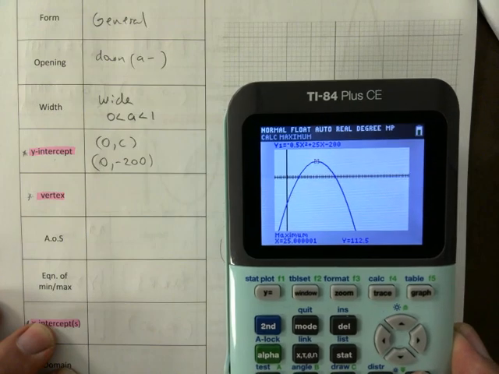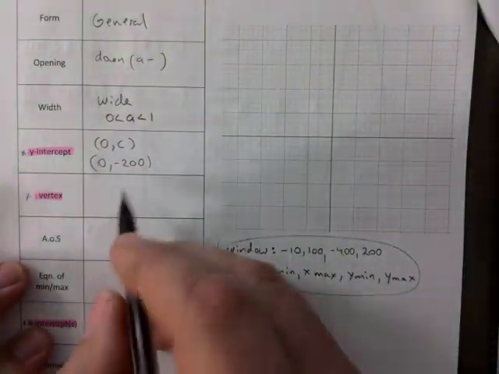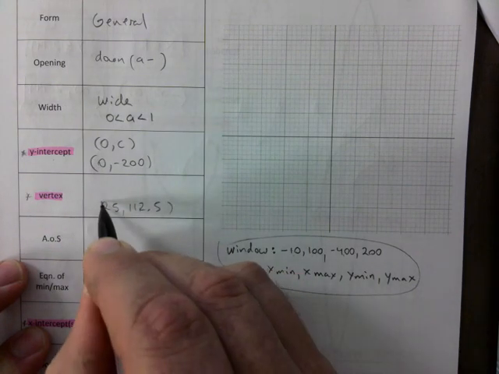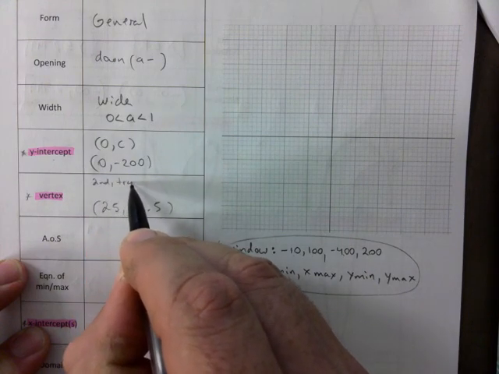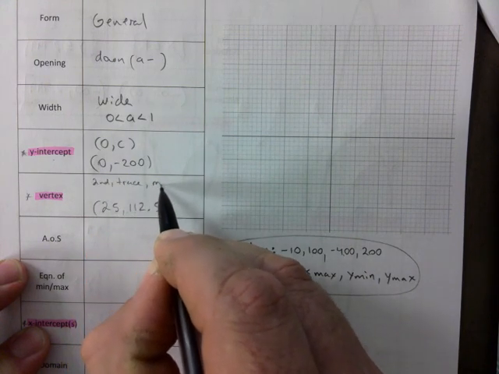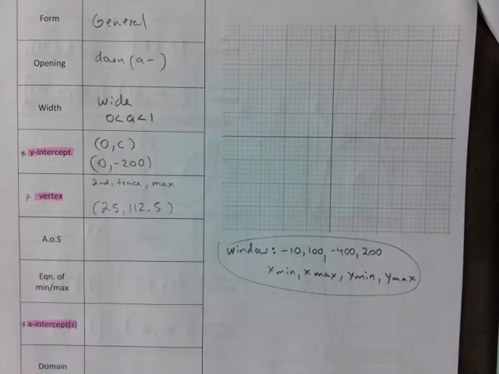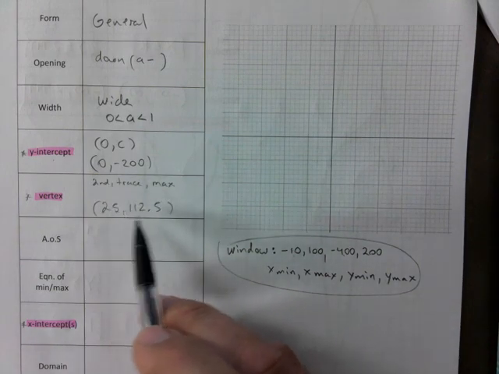25, 112.5. Exactly. Okay? So 25, 112.5. And we're going to go second trace max. That's what we press to get that reading. Okay, we press second trace max, and then we found this.